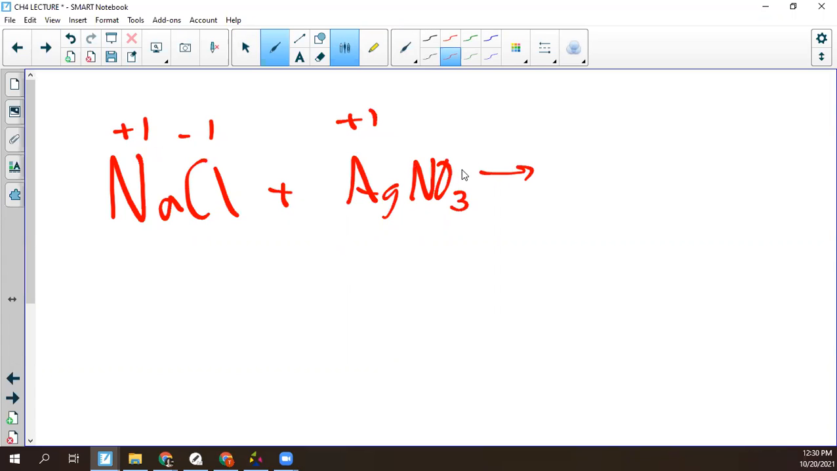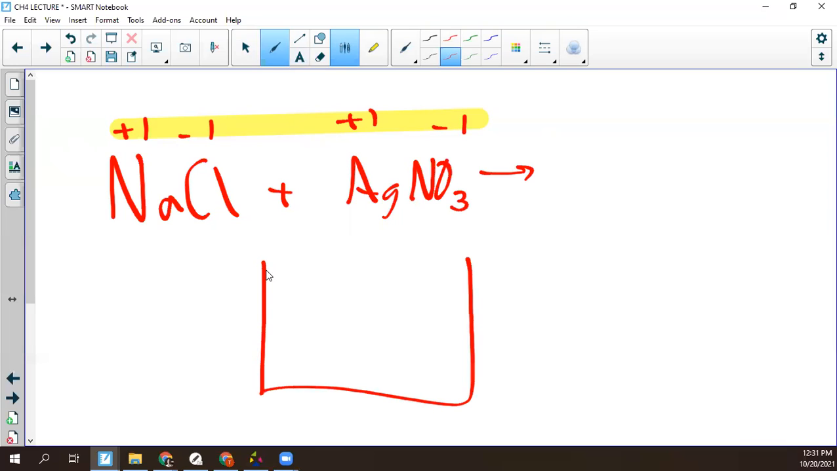Nitrate is an anion with a -1 charge. So in order to do this, it helps to know my charges. Are we okay with that so far? Now that should have been weeks ago that we know charges. All right, the next thing to remember is that likes repel and opposites attract.